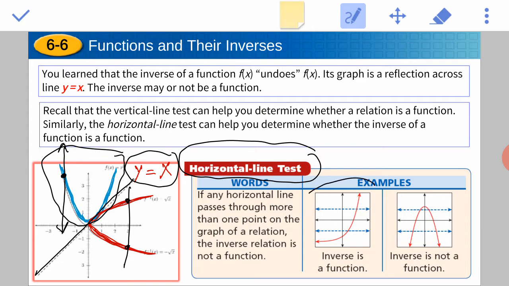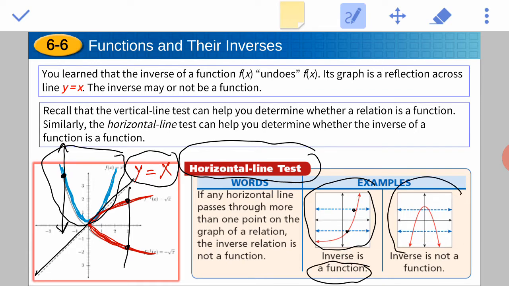Take this graph. We are given this red graph and we need to determine whether its inverse is going to be a function or not. We apply the horizontal line test. So you scan the red graph with a horizontal line from down to up or from up to down. As you see guys, the intersection is always 1 point. So the inverse of this graph is expected to be a function.